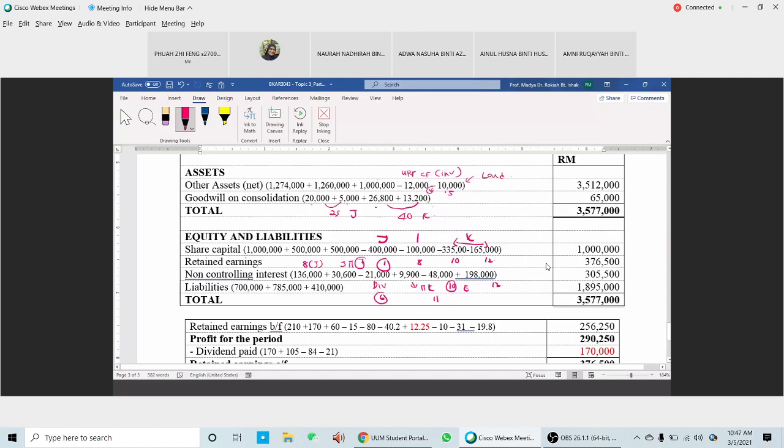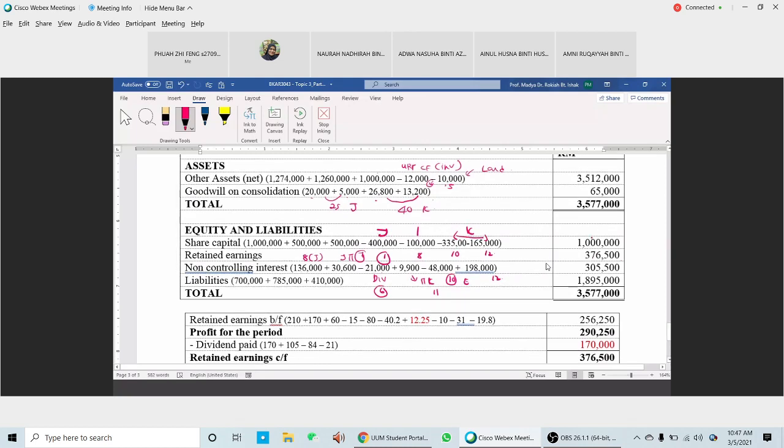Okay, now look at the RE here. For the RE, where does this figure come from? For the RE that we have here, RE brought forward, we total up for the three companies. Minus 15 here is journal entry number 3, your RE brought forward. Minus 80, so what is this 80? 80 here is in entry number 1, based on consideration. 40.2 here is journal entry number 10, related with Kasturi. This one is Jebat.